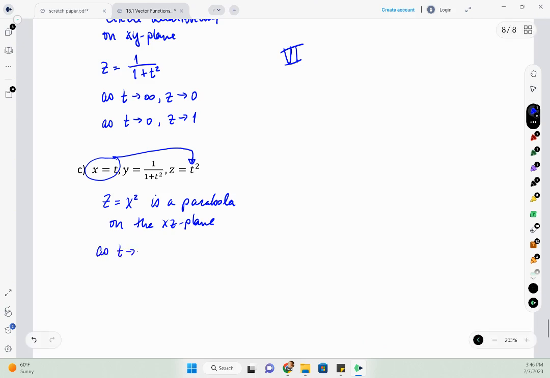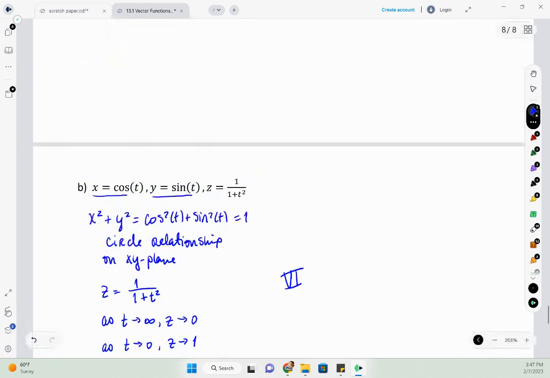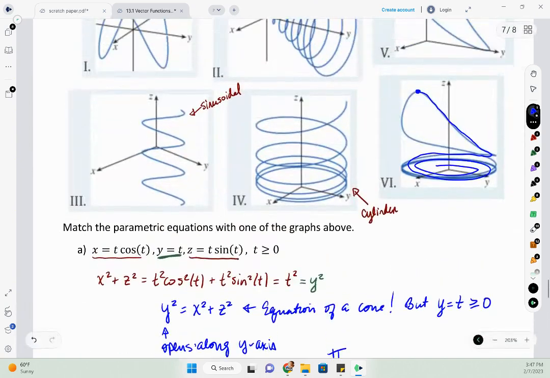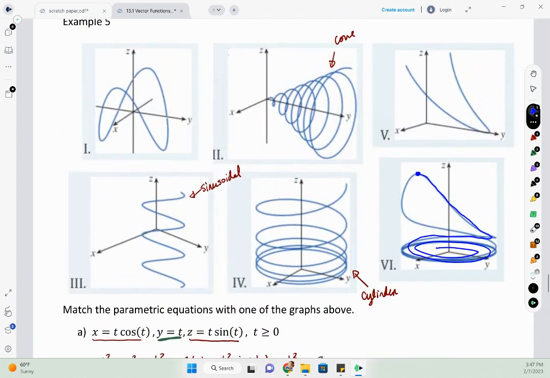And let's see what's happening with y. As t goes to infinity, y is going to 0. And when t equals 0, y is equal to 1. Okay, so let's look for something parabolic on xz, and then as t gets big, y is going to 0. Let's see what happens. I'm seeing this one. That looks parabolic.